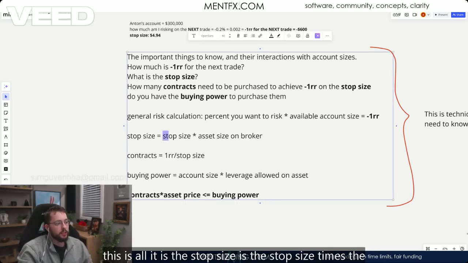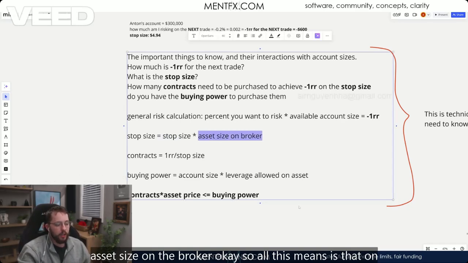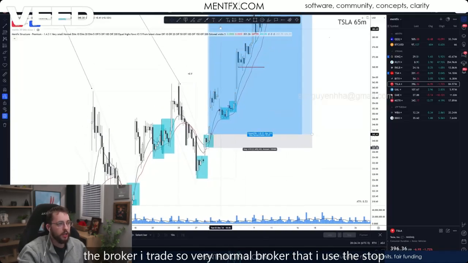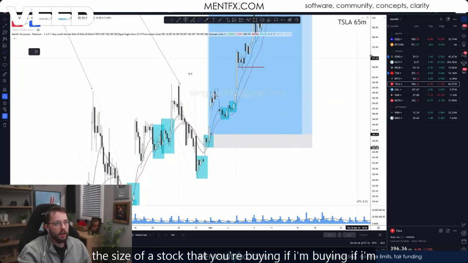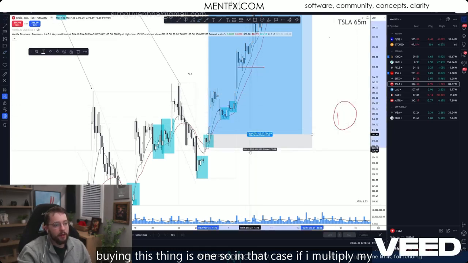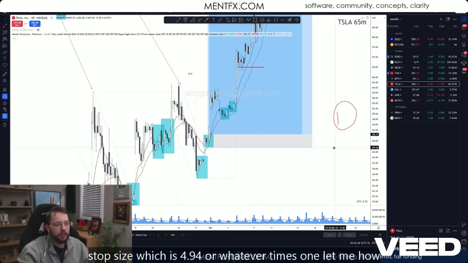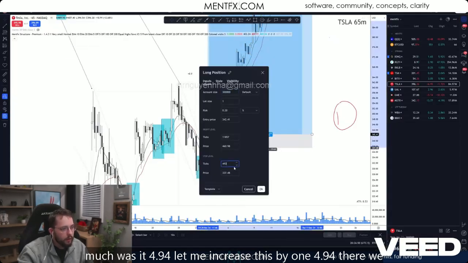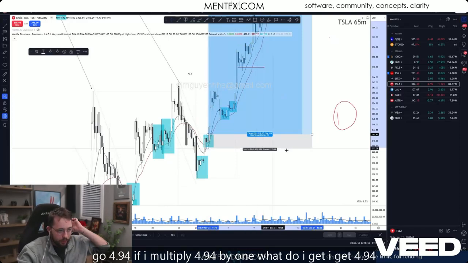The stop size is the stop size times the asset size on the broker, okay? So all this means is that on the broker I trade, a very normal broker that I use, the size of a stock that you're buying, if I'm buying this thing, is 1. So in that case, if I multiply my stop size, which is 4.94, times 1, what do I get?